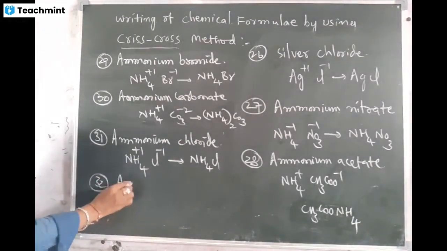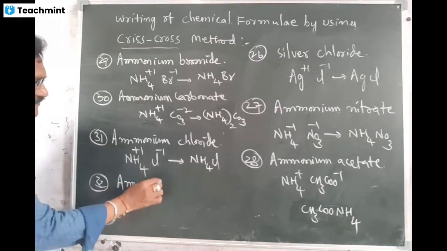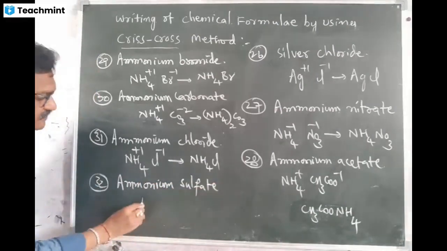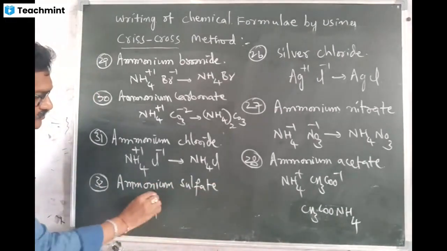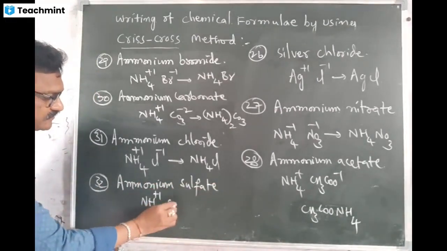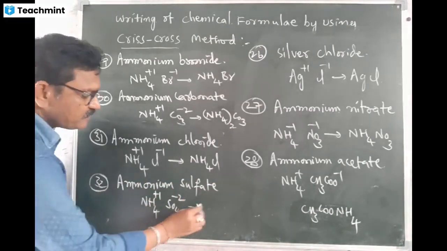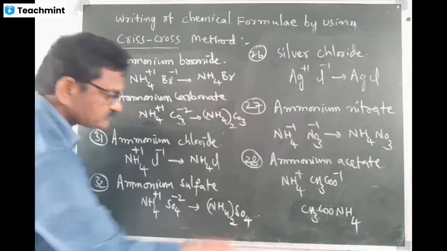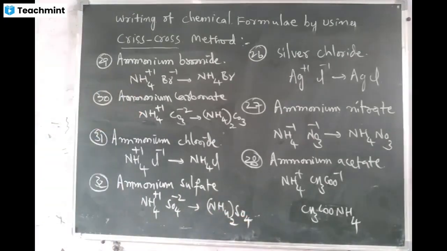Okay, and also another one, ammonium sulfate. Ammonium sulfate. See, ammonium means NH4 plus 1. Sulfate means SO4 minus 2. Then the formula becomes (NH4) twice SO4. Ammonium sulfate means (NH4) twice SO4.